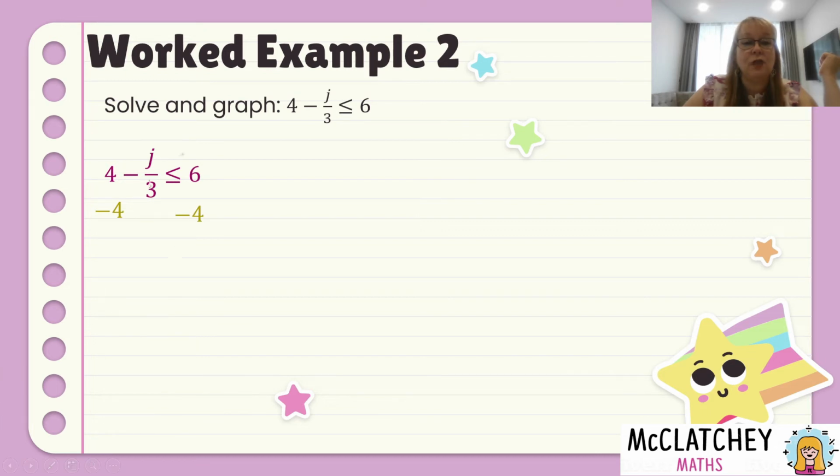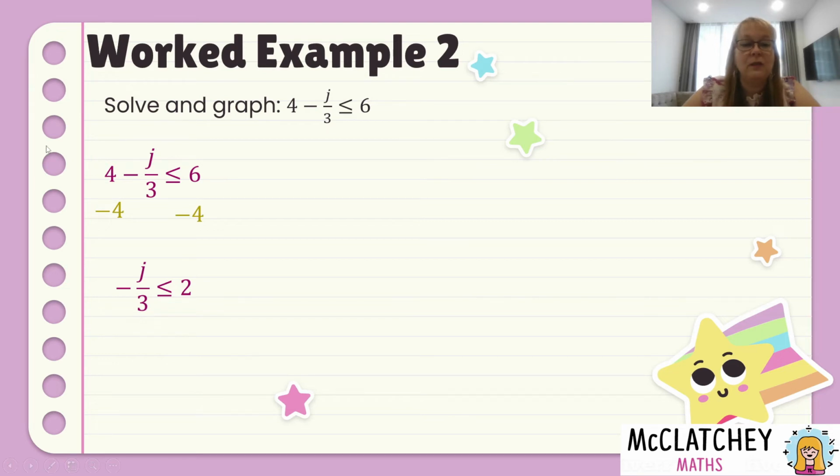It's tempting to try and get rid of the fraction first, but if I do that, I've got to remember to times everything by 3. Not going to do that just yet. Let's just subtract 4 from both sides. So what I get is negative j over 3 is less than or equal to the number 2.